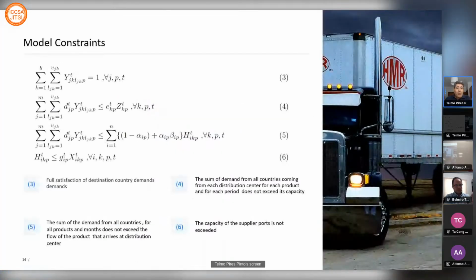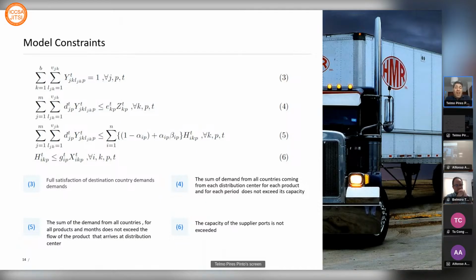I will briefly present the main constraints of our model. Here we have equation 3 that ensures the full satisfaction of the demand in each destination country. So here each demand is associated with a given country. Constraint 4 limits the total flow from each distribution center, ensuring that the amount distributed from any given port does not exceed its processing capacity in a given period.